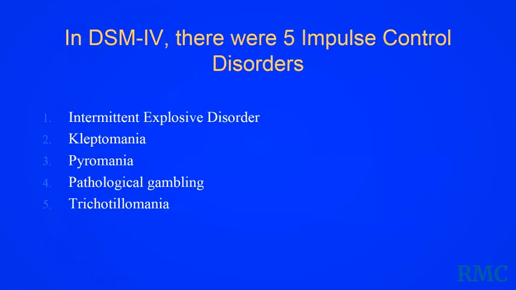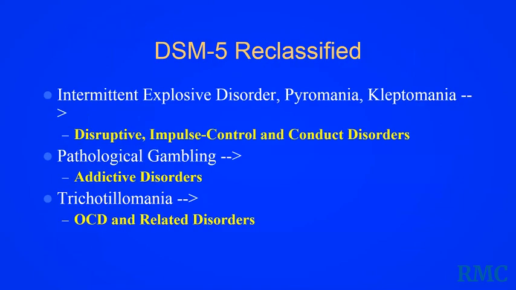So in DSM-4, there were 5 disorders: intermittent explosive disorder, kleptomania, pyromania, pathological gambling, and trichotillomania. But in DSM-5, they took the bottom 2 out, put pathological gambling over to addictive disorders, and put trichotillomania up with obsessive compulsive and related disorders. So you can see again, there's not a fine line between these. So under disruptive impulse control and conduct disorders is where you would find these disorders.